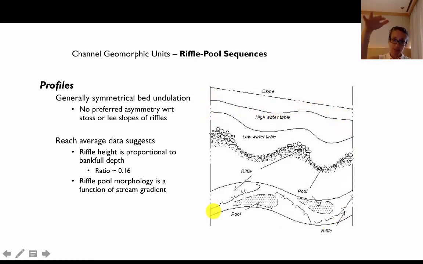And then in plan view, looking down on a meandering reach, we typically have the riffles, or what's often referred to as the crossing between meander bends, with a pool and another riffle, and a pool and another riffle. The height of the riffle is proportional to the depth of the flow, and a common ratio is that the ratio of the riffle height to bankfull depth is about 0.16. And also the shape of your pool riffles is a function of your stream gradient. So you may see that vary with steeper streams versus milder streams.